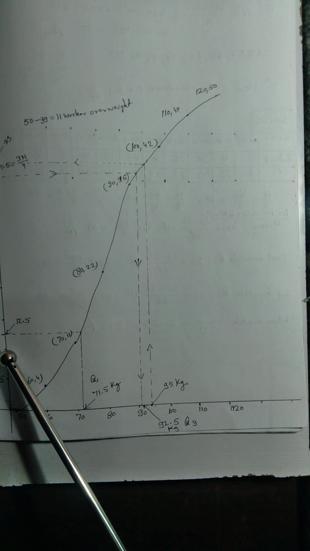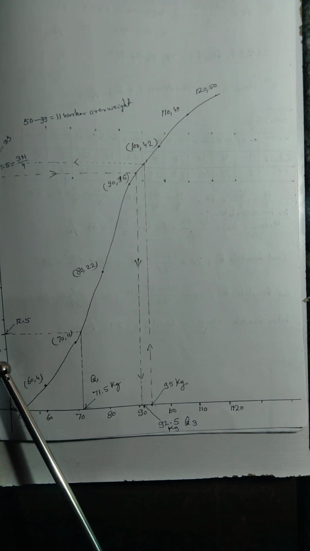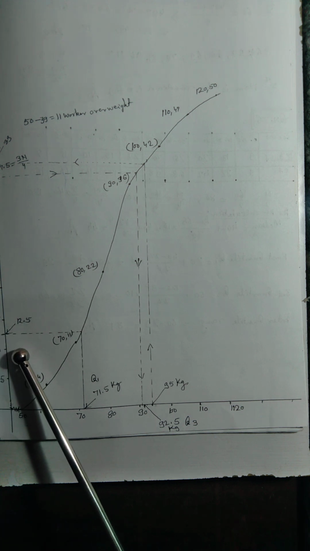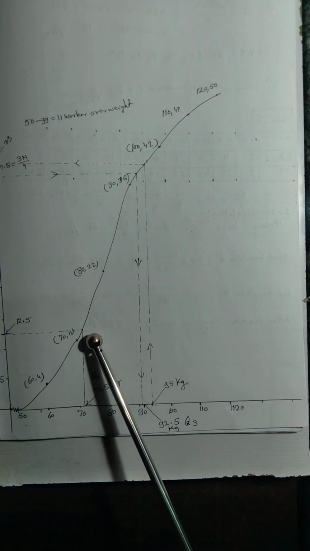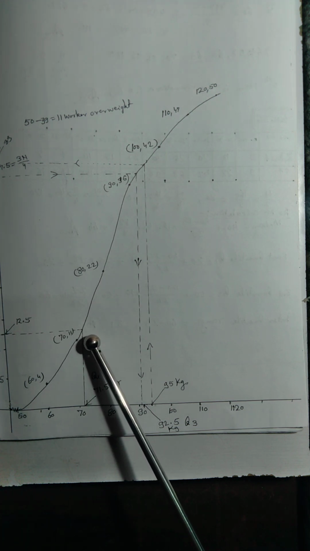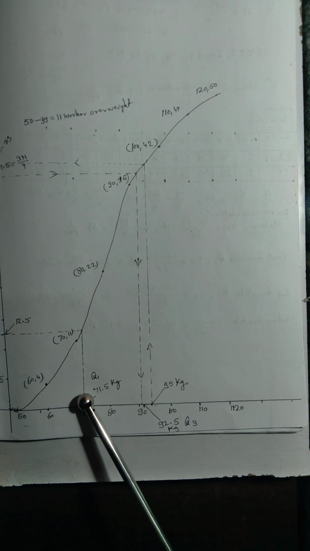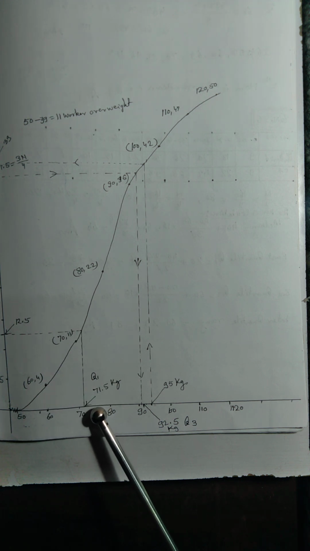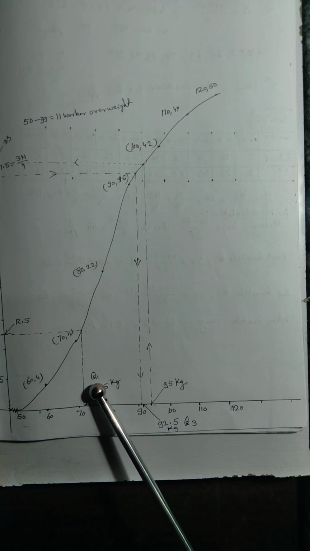So you see the first quartile, that is 12.5, lies in between 10 and 15. From here we draw a line parallel to the x-axis which intersects the ogive curve, and from this intersecting point drop a perpendicular, and we will get 71.5 kg, that is the first quartile.